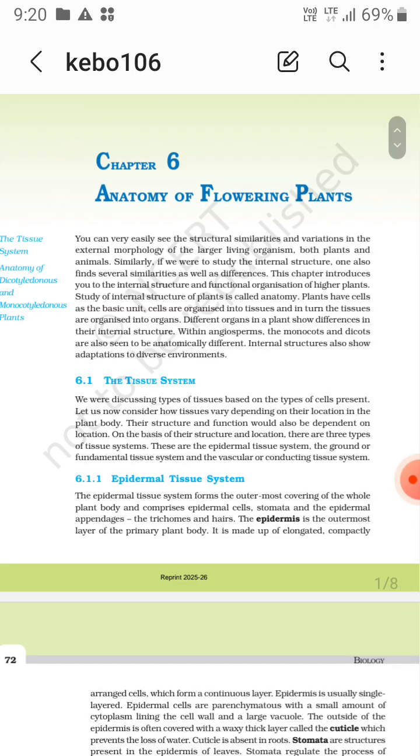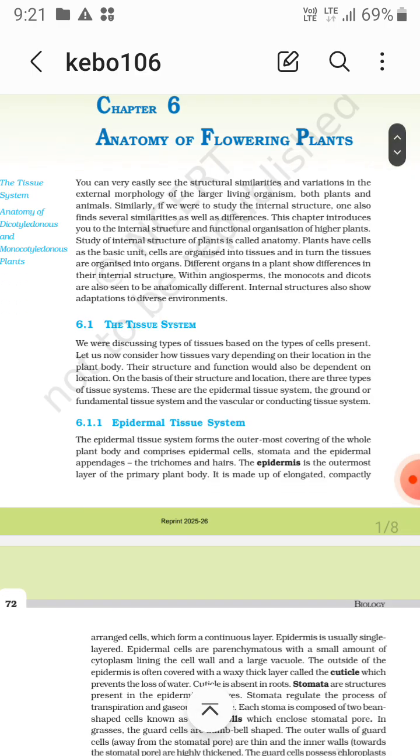This chapter introduces you to the internal structure and functional organization of higher plants. The study of internal structure of plants is called anatomy. Plants have cells as the basic unit. Cells are organized into tissues, and in turn the tissues are organized into organs. Different organs in a plant show differences in their internal structure. Within angiosperms, the monocots and dicots are also seen to be anatomically different. Internal structure also shows adaptations to diverse environments.